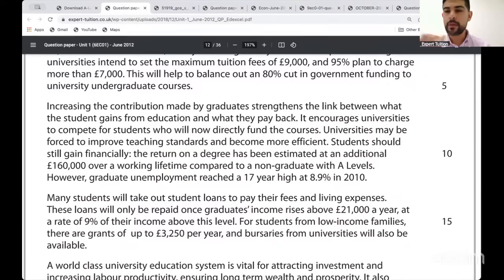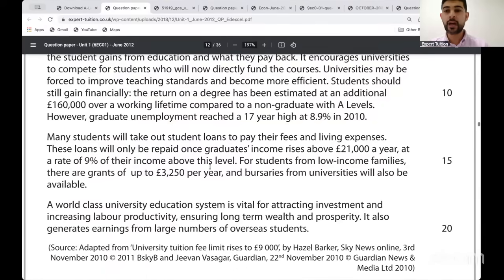Now, again, the data will be very helpful. Look at the data over here. The entire last paragraph is about external benefits. A world-class university education system is vital for attracting investment, tick, and increasing labor productivity, tick, yeah. Bear in mind, by the way, that if I were dealing this as a 25 marker, an utterly genius external benefit that you could talk about here is that because workers are more productive, it means that costs for firms are going down. Their variable costs would go down.